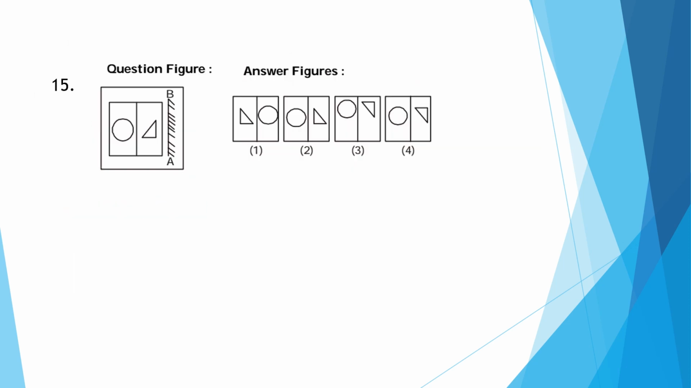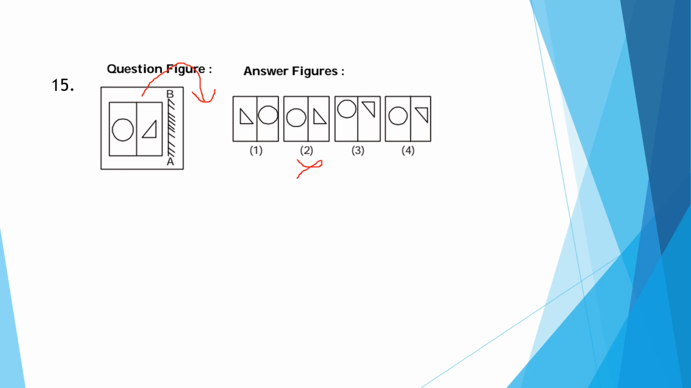Next, here circle and triangle, right angle triangle is there. So mirror image comes in this direction. So triangle changing the left and right directions. So this circle in question figure left side, but in answer figure it will come to the right side. So in second option, same as it is the question diagram. So this is not an answer.